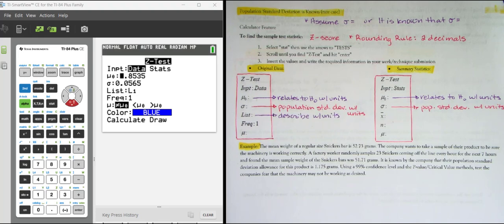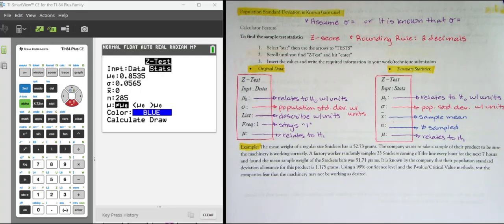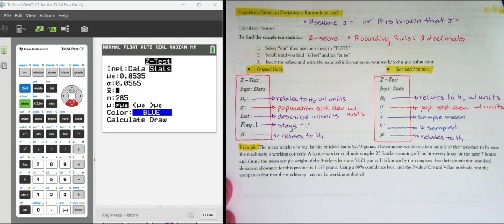On your data side, you'll again describe what is going into your list with units. Your frequency stays 1 to use the data only one time. And then mu will relate to h sub 1 regardless of the original data or the summary statistics. When you toggle over to the summary statistics, you'll notice that you also will need to include the sample mean and the number sampled in your entries. And you've previously seen this when we talked about the z-interval feature.